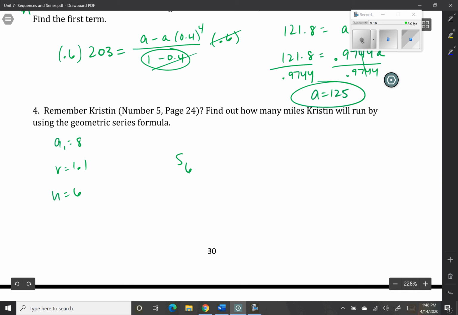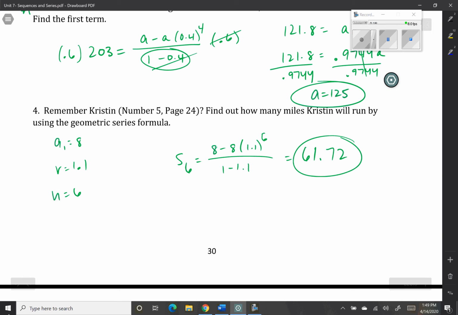So if I do S sub 6, so the sum of those 6 weeks, 8 minus 8 times 1.1 to the 6th power all over 1 minus 1.1, we should be able to plug that into our calculator and see for now the third time how many miles Kristen runs in this 6-week program, because we did this back in the logarithm unit. We also did it earlier in this chapter, obviously, and now we're doing it again. So we're showing you 3 completely different methods of getting the same exact answer. I rounded to the nearest hundredth, which is perfectly fine.